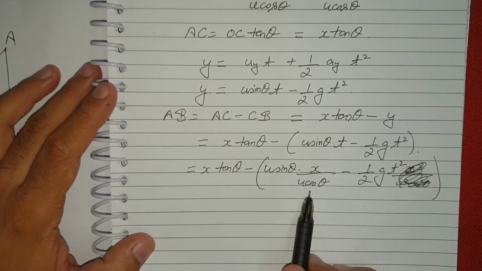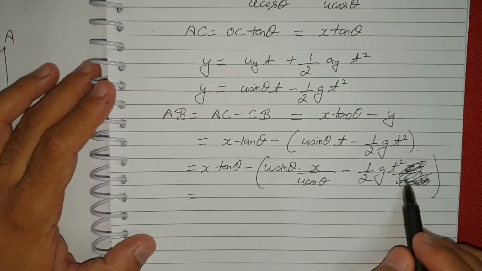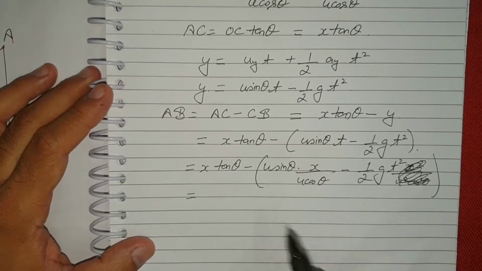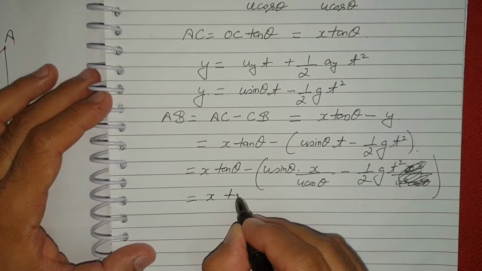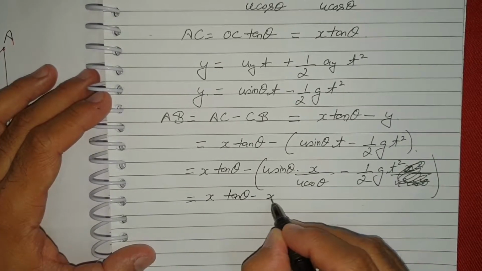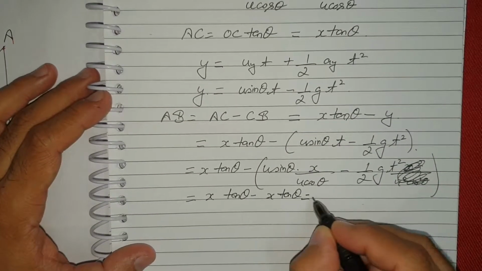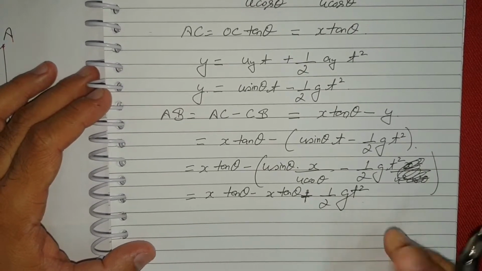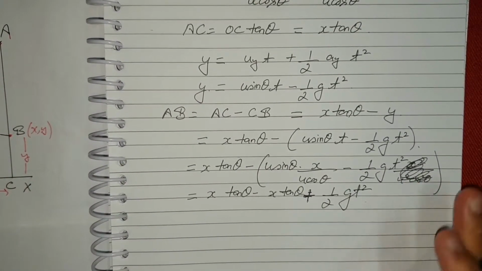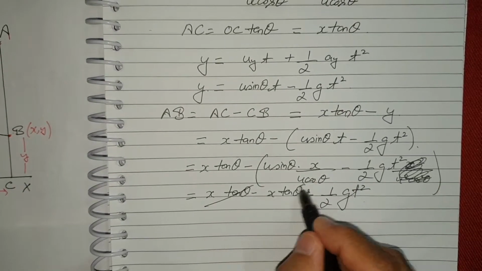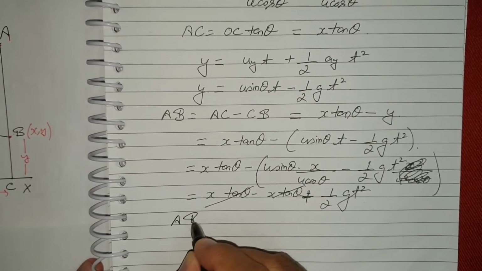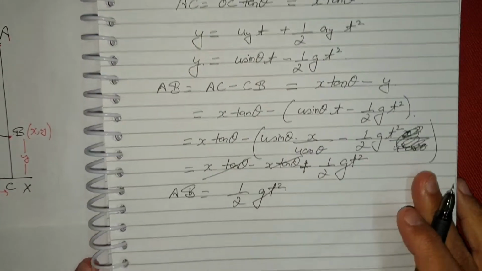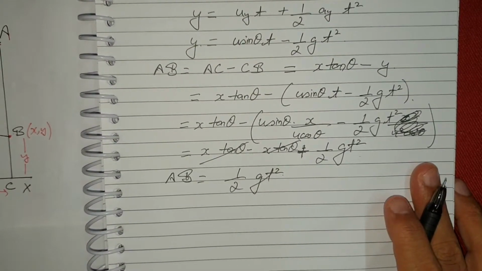Now this is x tan theta. See why I have done this, I'll show it to you. This is x tan theta minus x tan theta, and this is plus half gt square. I haven't substituted the value of t, let it be gt square. So this and this will get cancelled. Now what is this AB? AB is actually half gt square.